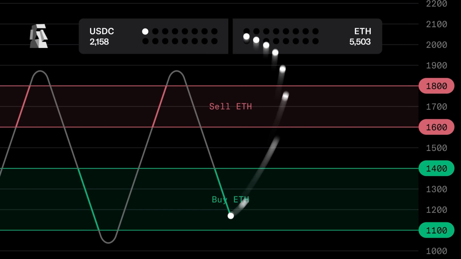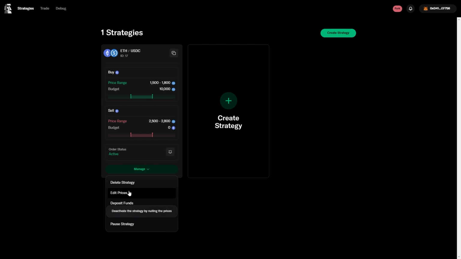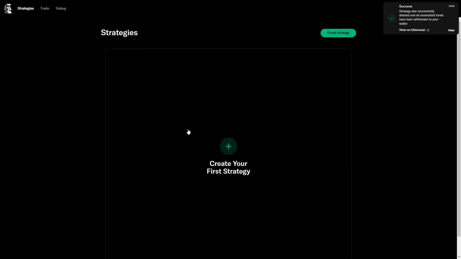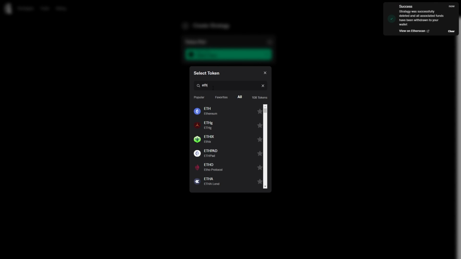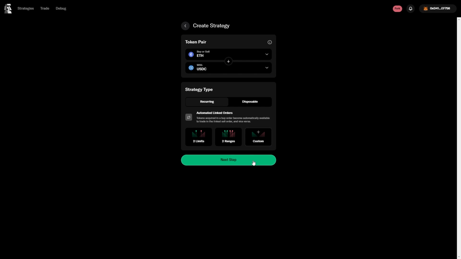Okay, last one. This is the recurring custom strategy. This is any kind of recurring strategy where one of the orders is a limit and the other order is a range. So let's start with a range buy and a limit sell.